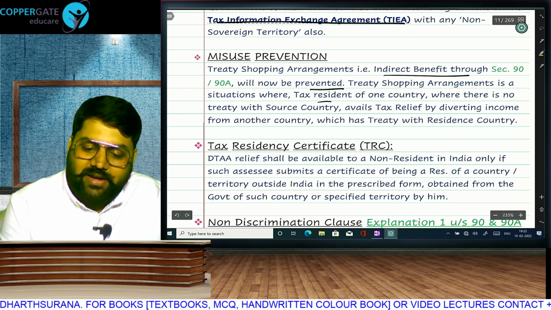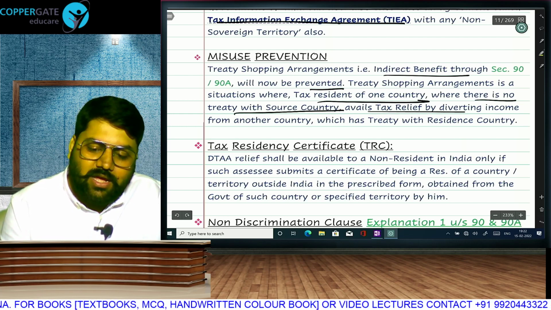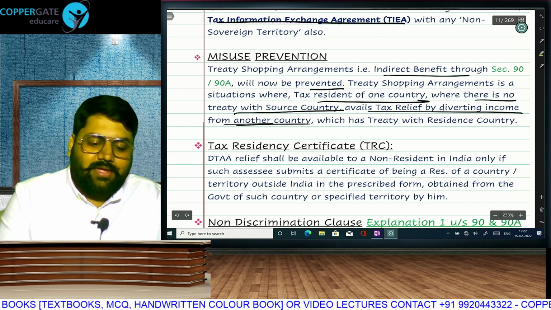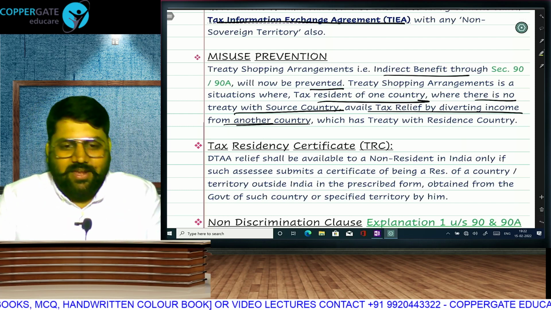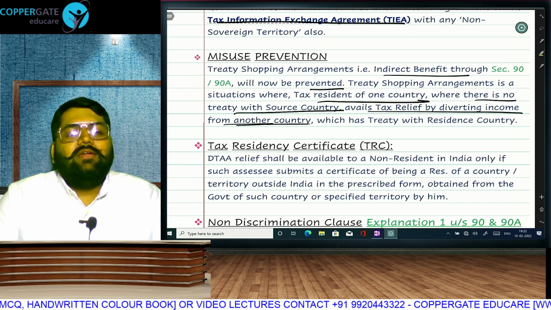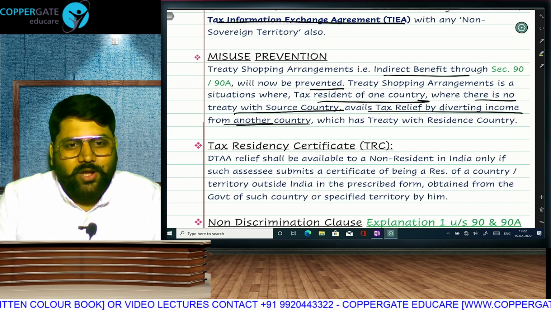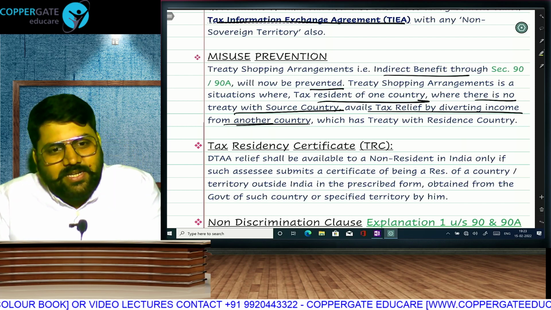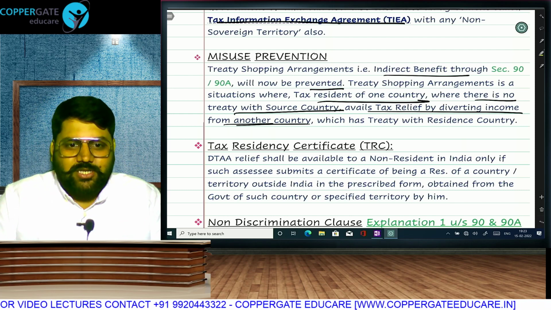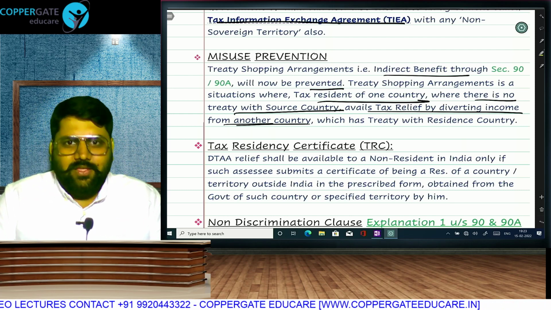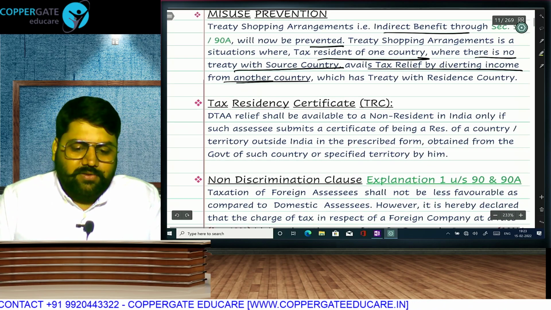It is a situation where a tax resident of one country, where there is no treaty with the source country, avails tax relief by diverting income from another country. That means the Australian is diverting income from Germany, and this is how he is trying to. Australians are cheaters, we all have seen cricket. So they are purposely trying to take tax benefit by showing themselves as Germans, but we will not allow them to take this benefit. That is the misuse prevention clause that we are now introducing.